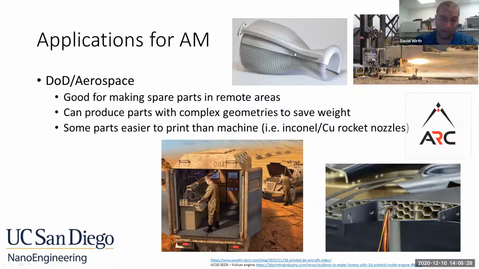And that allows you to get a lot of cooling in a small space. And you can make it out of materials that are very conducive to rocket engines, like copper, which, again, is hard to machine. It's also good for DoD applications. You can make drones with these very high strength to weight ratio structures. And also, if you need spare parts on a battlefield, rather than having to take all the spare parts with you, you can just take a printer and print the thing when it breaks. ARC, this is the company at UCSD that really pioneered the 3D printing of rocket engines, Additive Rocket Corp.